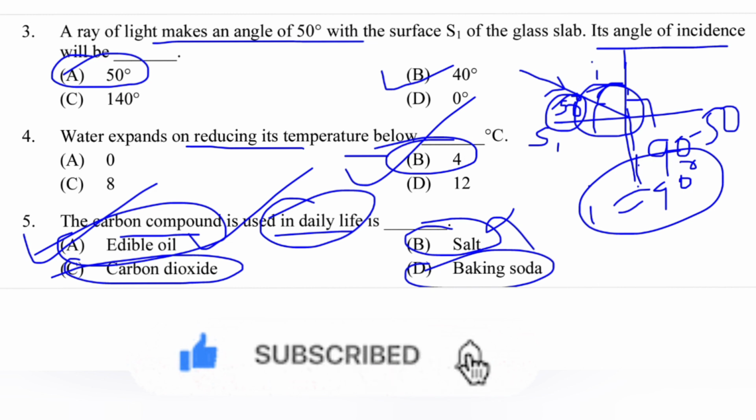Now we will go for the next question, which was asked in the July 2019 compartment examination of the state board class 10th.